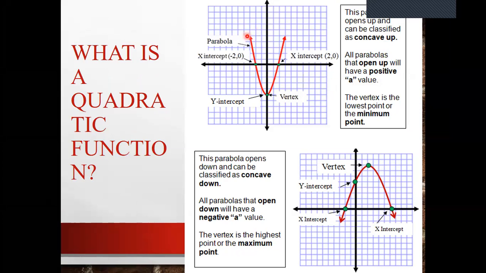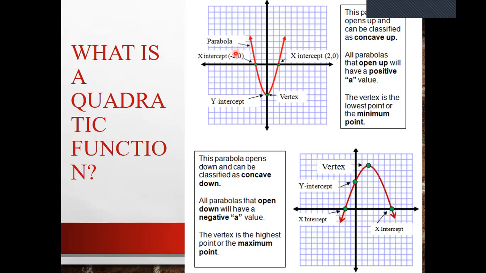First off, the shape of the quadratic is called a parabola. In this case, it opens up. And when it opens up, we call this concave up, okay? This means that its A value, its leading coefficient, is positive, and therefore the vertex is a minimum point.